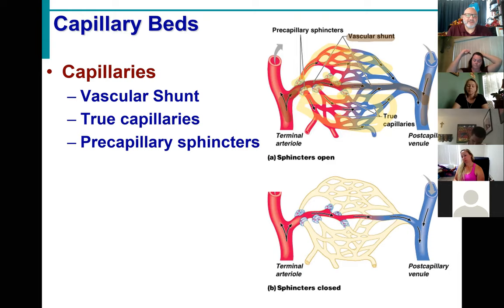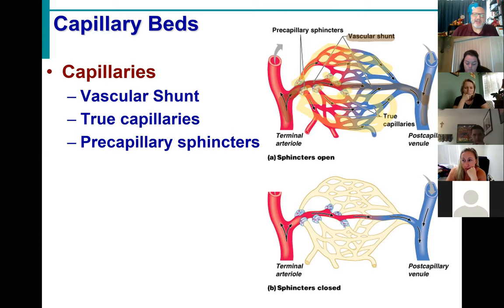So in those types of cases, what we're able to do is constrict those pre-capillary sphincters and limit the blood flow into that capillary. Now, we still need the blood to have a turnaround point. So notice that that vascular shunt, that thoroughfare passageway, is still open. Blood can still turn around in this capillary and go back. A little bit of blood's going to the area. But if there isn't a large demand of oxygen and nutrients or removal of waste, we can constrict blood flow.